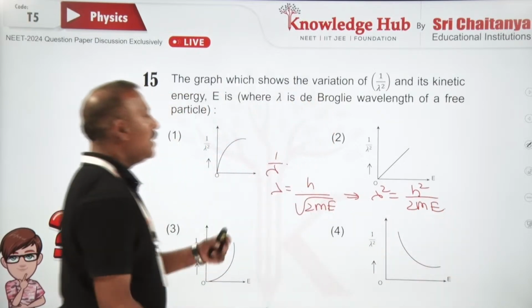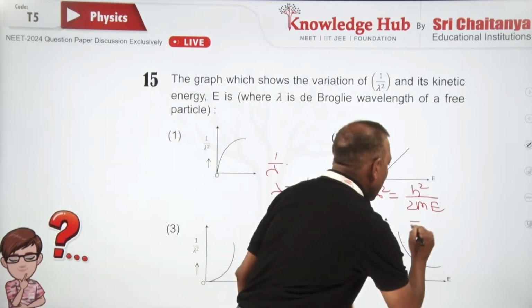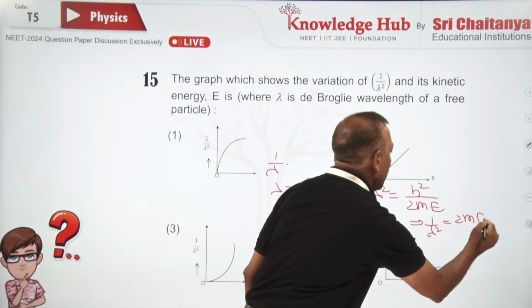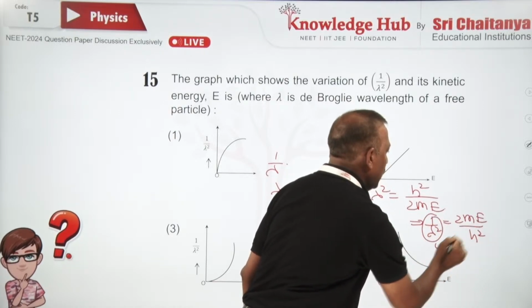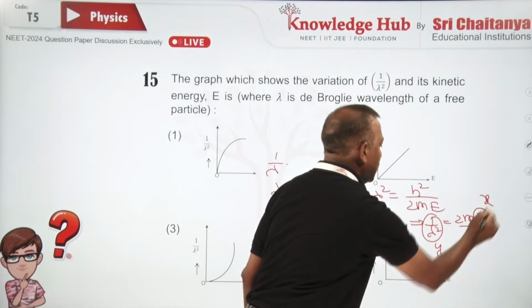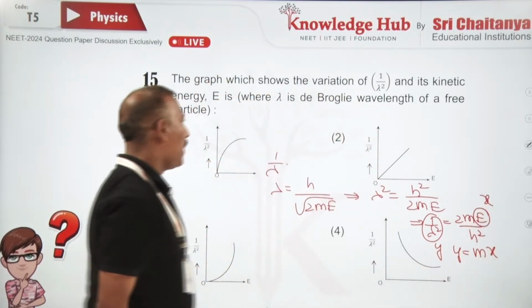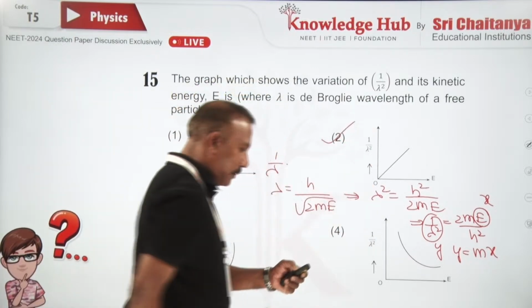We are asked to find a relation between 1 by lambda square and E. Therefore, we will write 1 by lambda square equal to 2mE by h square. 1 by lambda square is taken as y and E is taken as x. Therefore, the equation is like y equal to mx. Therefore, the correct one is the second option.